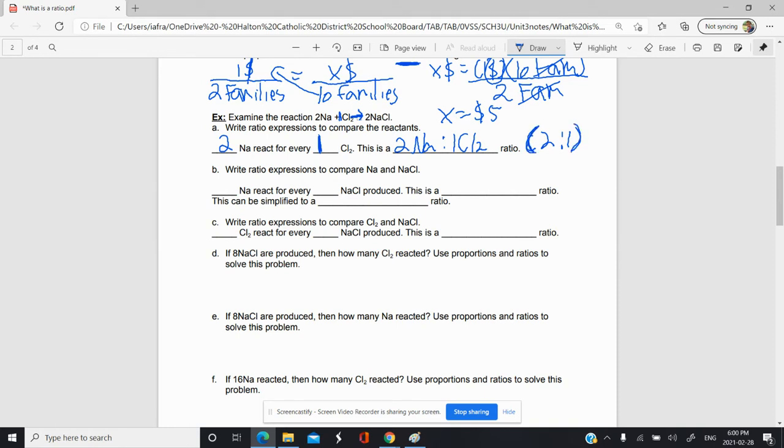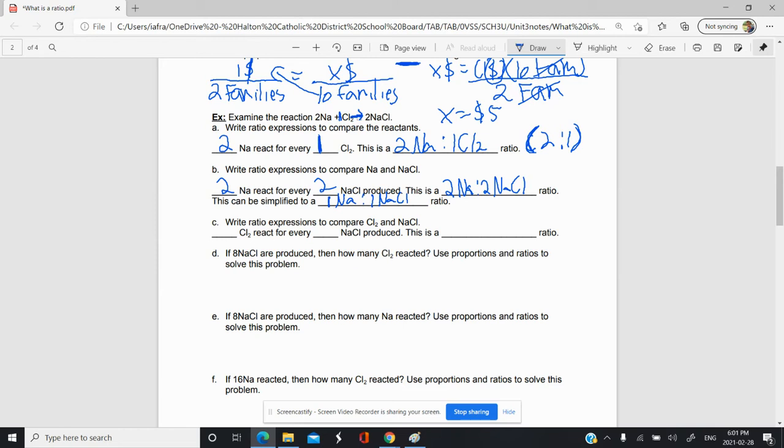Write a ratio to compare Na and NaCl. So let's look at Na and NaCl. There's 2 Na for every 2 NaCl. So this is a 2 Na to 2 NaCl ratio. And you can simplify that to simply 1 Na for every 1 NaCl. So essentially, if you had 1 Na, there'd be 1 NaCl. If you had 2 Na, there's 2 NaCl. If you had 3 Na, there's 3 NaCl. So you can just use the same ratio like that because they're a 1-to-1 ratio.